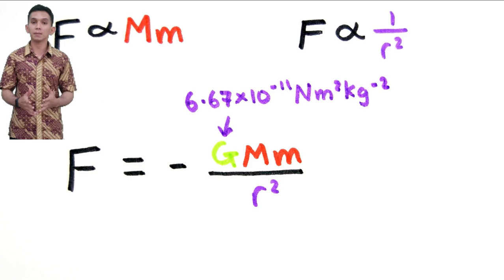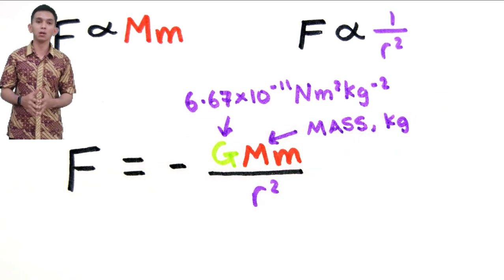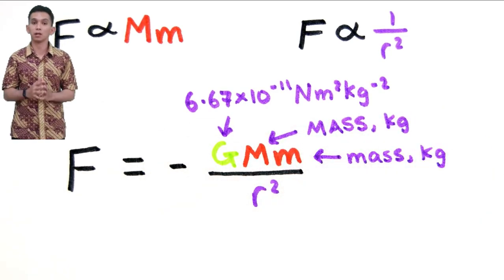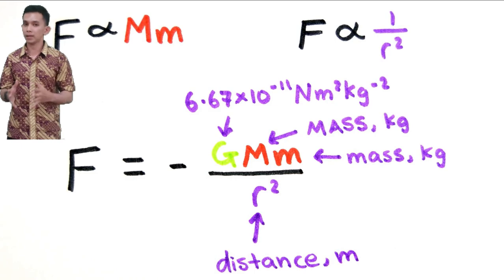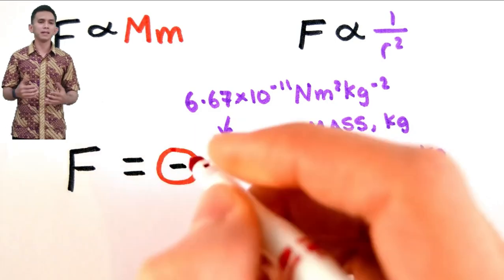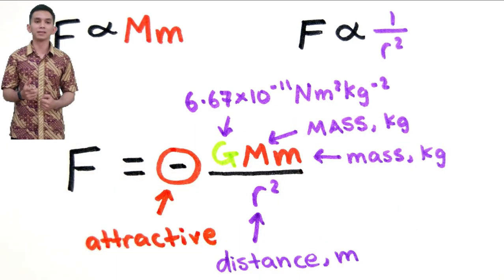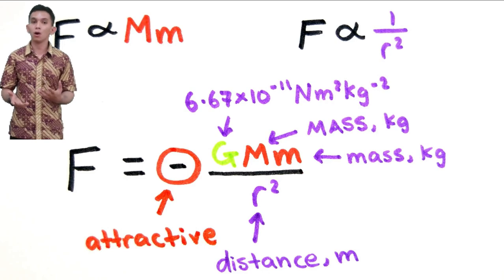Capital M is the mass of the larger body and small m is the mass of the smaller body. And r is the distance between the centers of mass of the two bodies. The minus sign simply refers to the fact that the force is attractive.